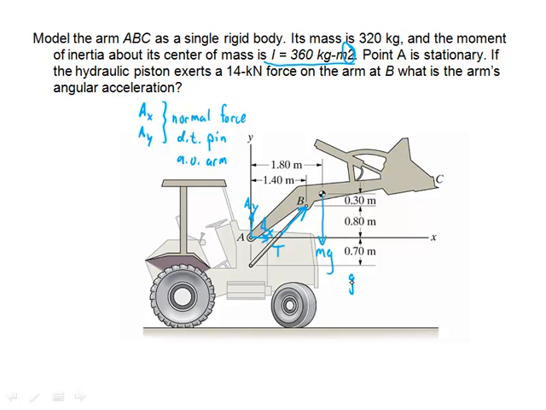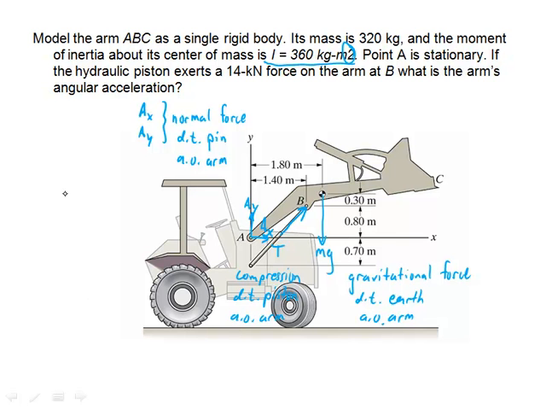And then mg, of course, is a gravitational force. That's due to the earth acting on the arm. And then T is going to be a compression. Still a tension, it's just in the negative direction, or in this case pushing. And that's due to the piston acting on the arm. And what we're interested in is the angular acceleration.